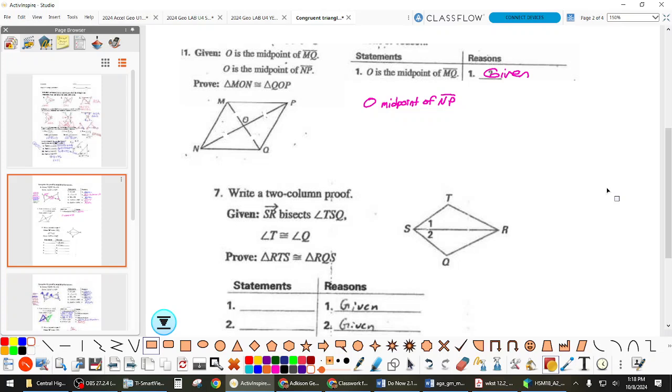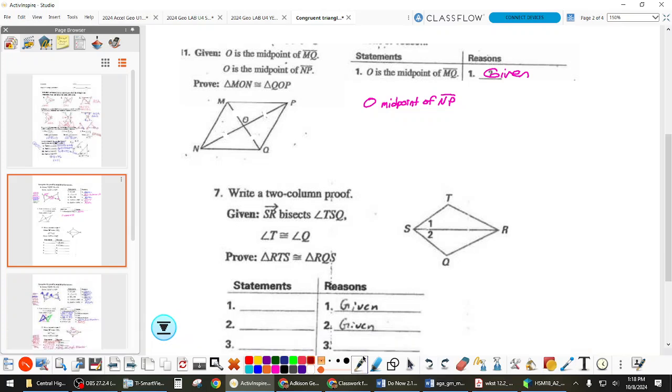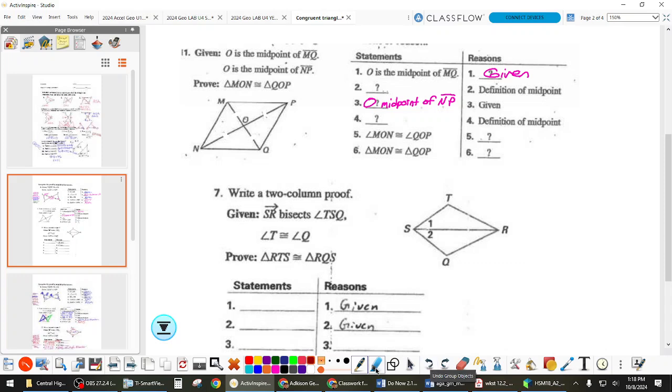So if it says O is the midpoint of MQ, doesn't that mean that these are split in half? It has to, because O is the midpoint. That's what a midpoint does. Alright, let me get rid of all this stuff. There we go. So, definition of midpoint is why we're doing this. So, MO is congruent to, what is that? Is that a Q, looks like? To QO.